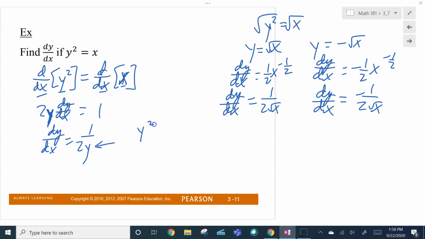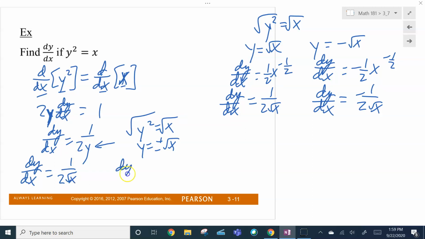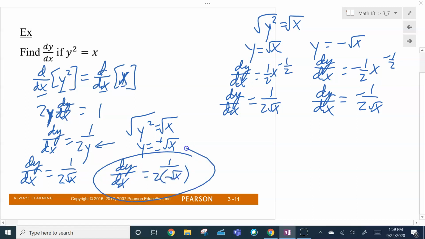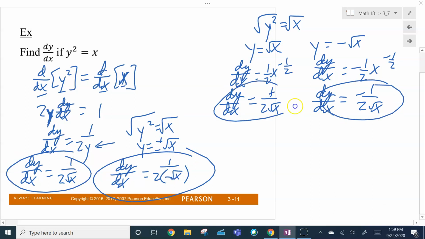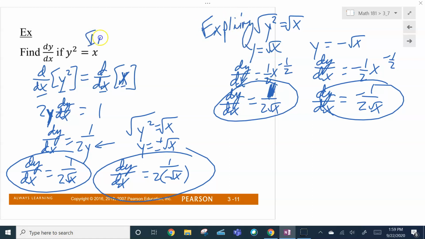So the interesting thing is, when we did this implicitly, we had this y right here, right? Well, since y squared equals x, y is one of two things. It's either root x or it's negative root x. So this dy dx, which is 1 over 2y, is two things. I could substitute in root x, or I can substitute in negative root x. But notice, same, right? So you could do it explicitly, in this case, or implicitly.